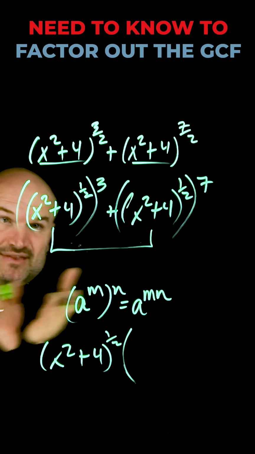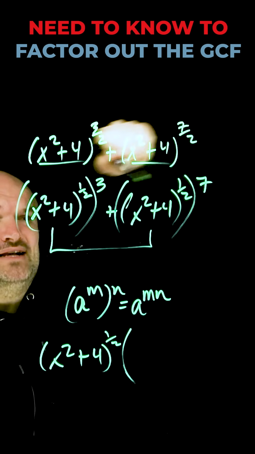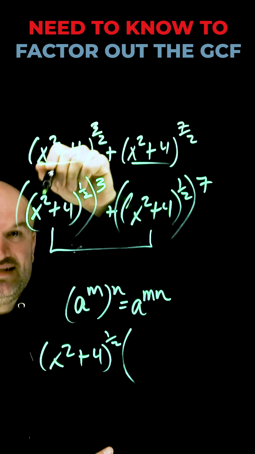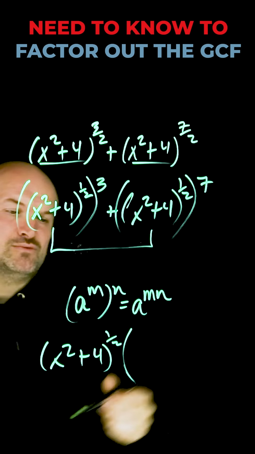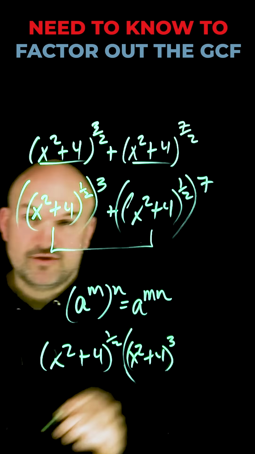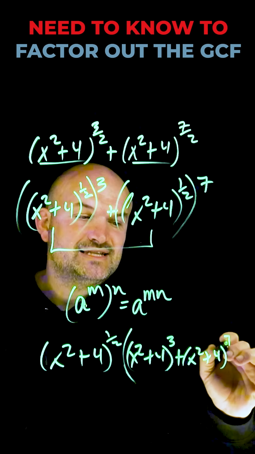Now when we factor that out, we're dividing that out, and what's going to be left over? It's not just going to be these random powers. These powers are there, but what do they represent? They represent the base x squared plus 4 raised to the 3rd power. So when we factor out that x squared plus 4, we're going to be left with (x squared plus 4) raised to the 3rd power, as well as (x squared plus 4) raised to the 7th power.